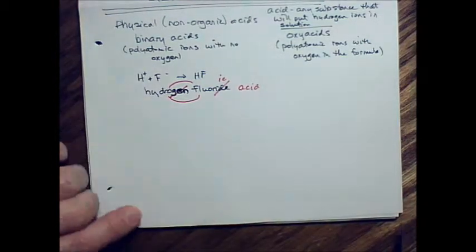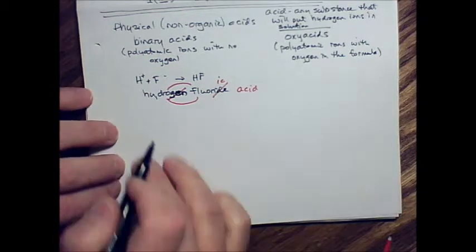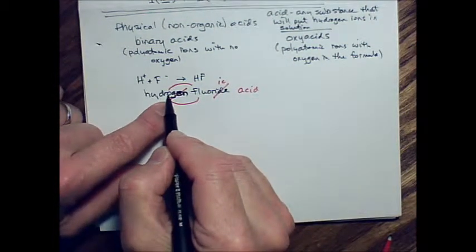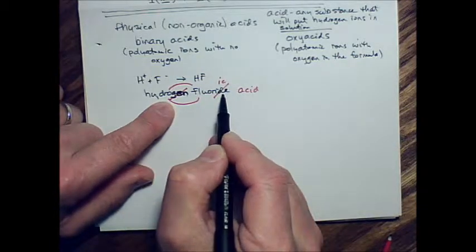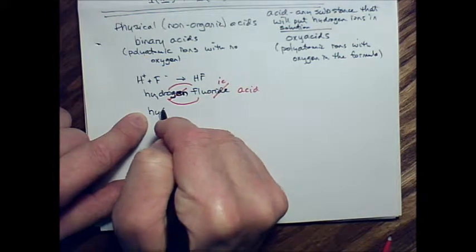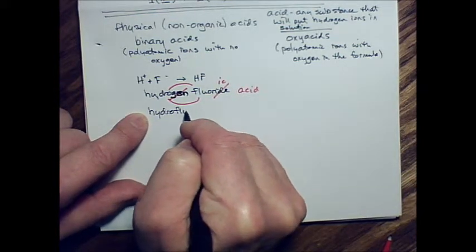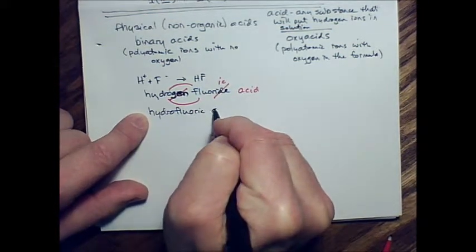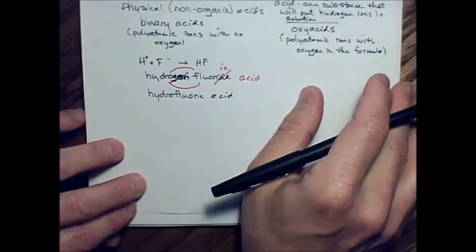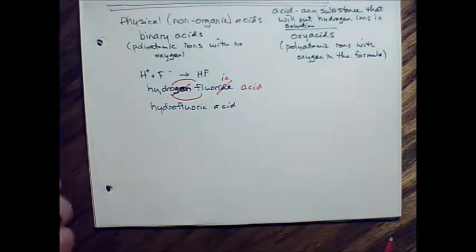Okay? So let's rewrite the whole thing now. Now that we've done all this marking out and stuff, let's put it together. The hydro actually becomes a prefix on the fluoric. So it's one word, hydrofluoric. And then the word acid. Okay? Hydrofluoric acid. Got that?